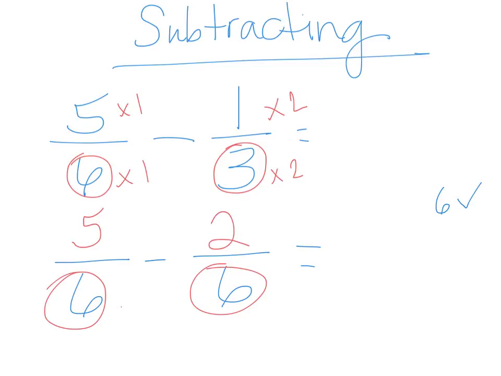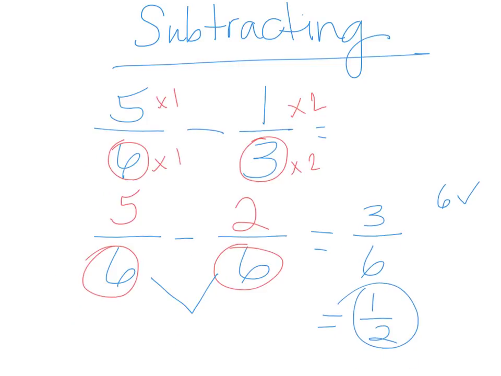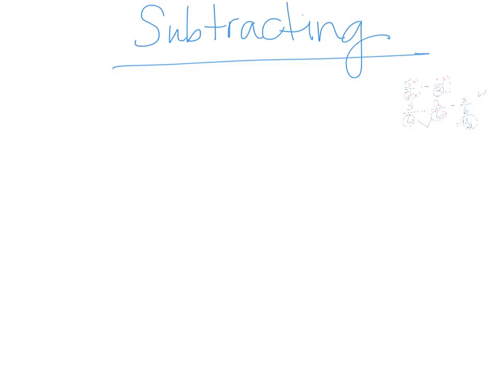5 minus 2 is 3. And remember the rule, if the denominator is the same, the denominator stays the same. The denominator is both 6, it's the same, so it stays the same. Okay, but we always, always, always simplify our fractions. And you know 3/6 simplifies down to 1/2. 1/2 is our answer.